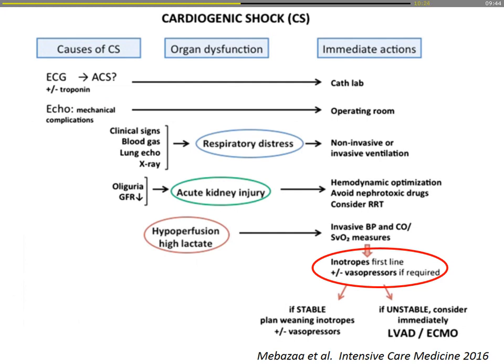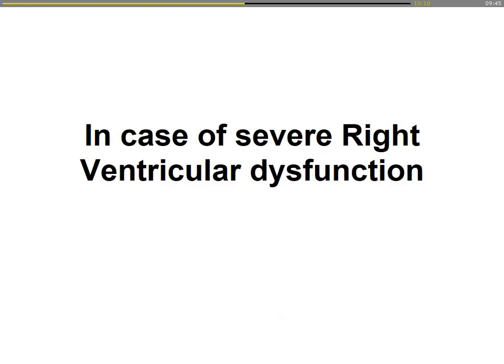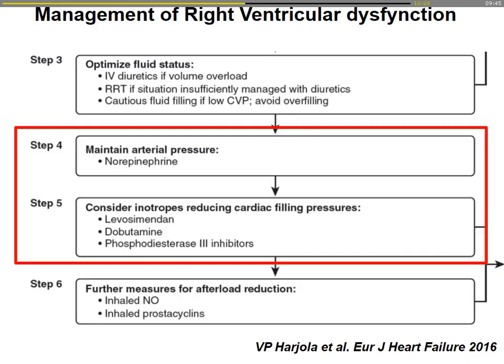Then again, coming back to our algorithm, cardiogenic shock related to acute myocardial infarction or decompensated acute heart failure, we advise inotropic first after measuring cardiac output, and vasopressors if you really need to improve blood pressure.